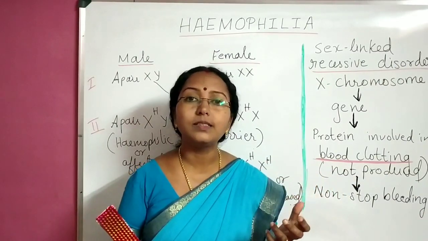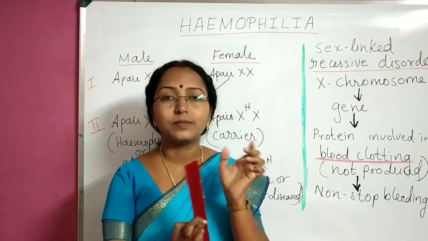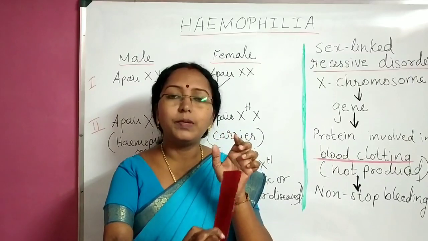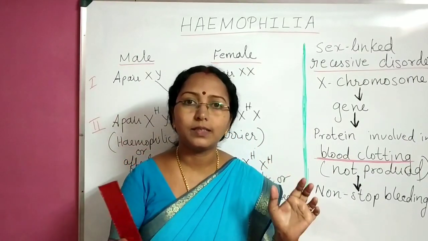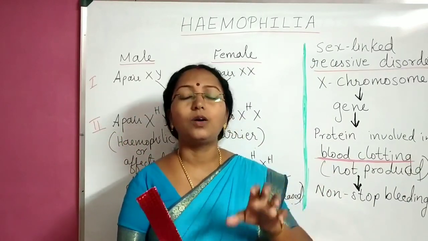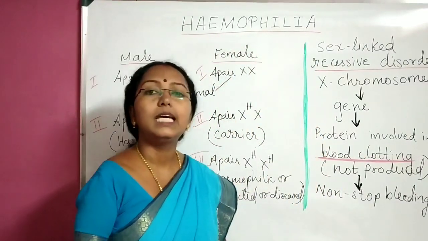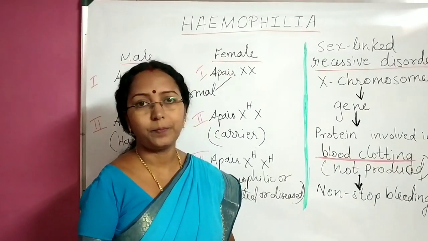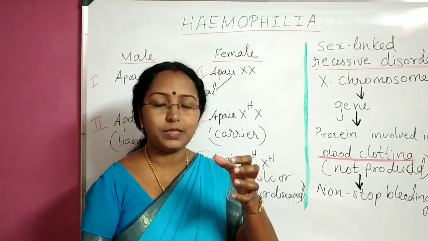So if blood doesn't clot after a cut, imagine what will happen. It will be bleeding, non-stop bleeding. The person can even die from that bleeding. This is the severity of this disease, haemophilia. I hope now you might have understood what is haemophilia.